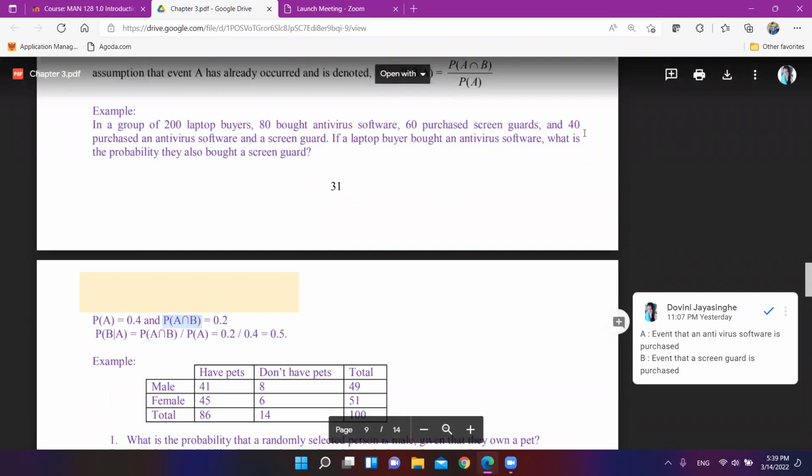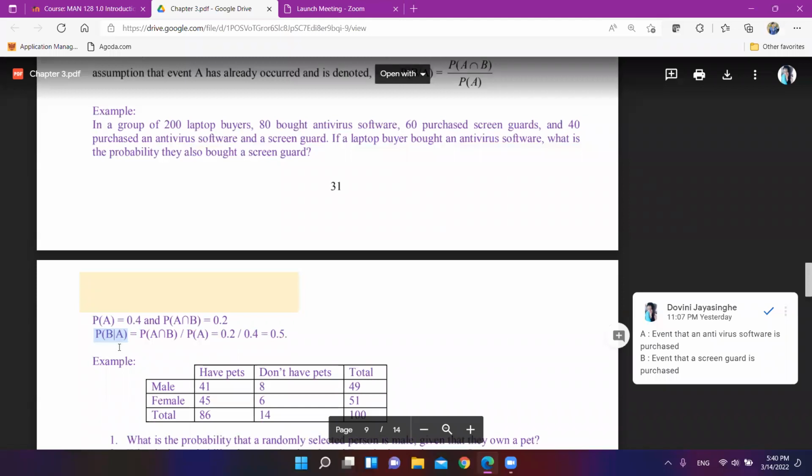That probability is 40 over 200, that is 0.2. Okay, that is 40 over 200. So we are asked to compute this quantity: probability B given A. That means, given that a person has bought an antivirus software, what is the probability that the same person would buy a screen guard?